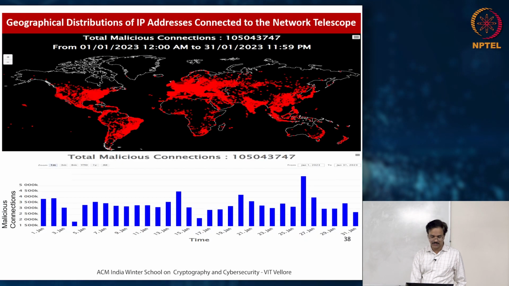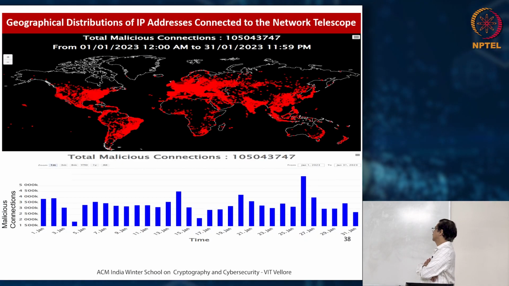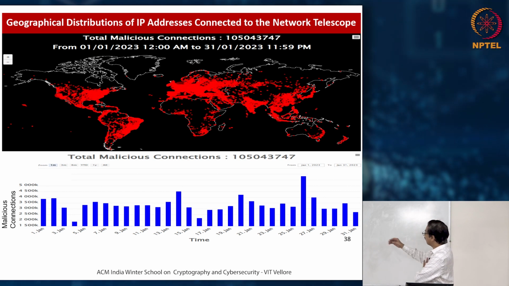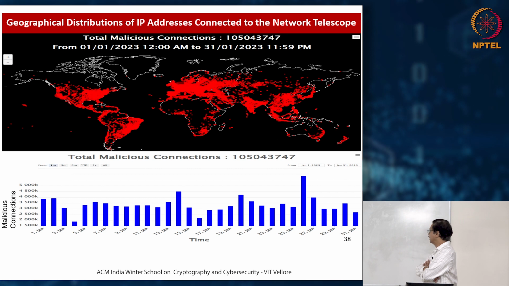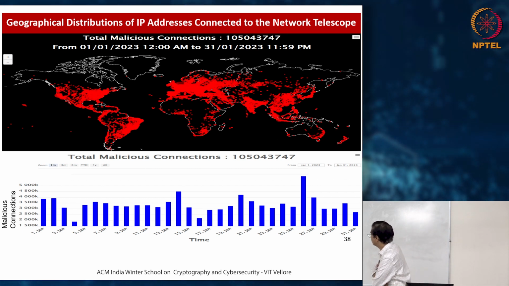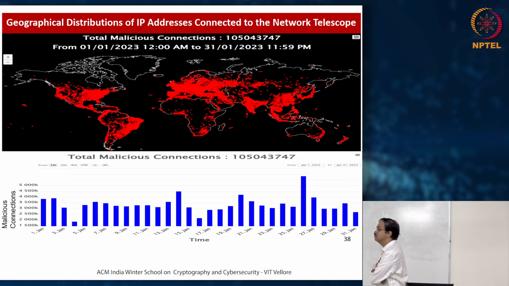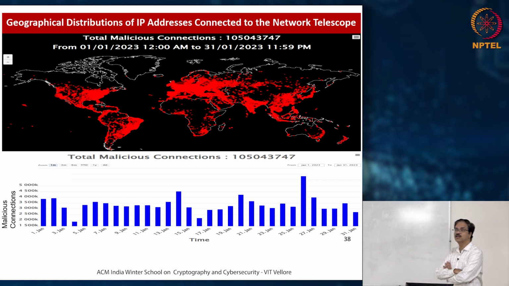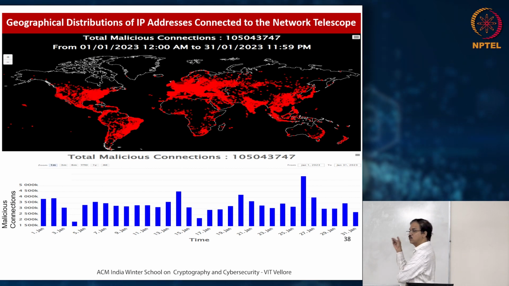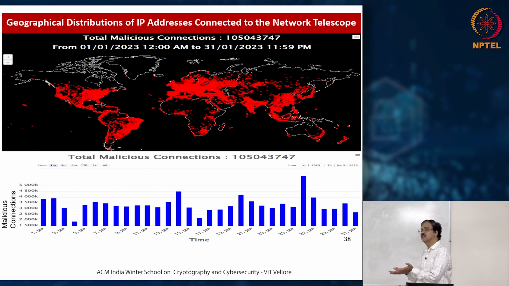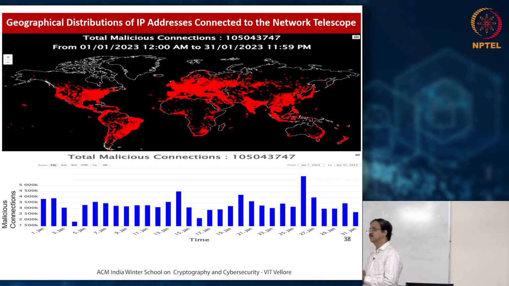So we already answered the question of whether we really get unsolicited packets. The answer is yes. If you look at the bottom graph, it shows the number of malicious connections that we get on a daily basis. You can see on average 3 million connections, which is not small. If you compare production connections versus unsolicited connections, we have seen that the unsolicited connections have exceeded the number of production connections.